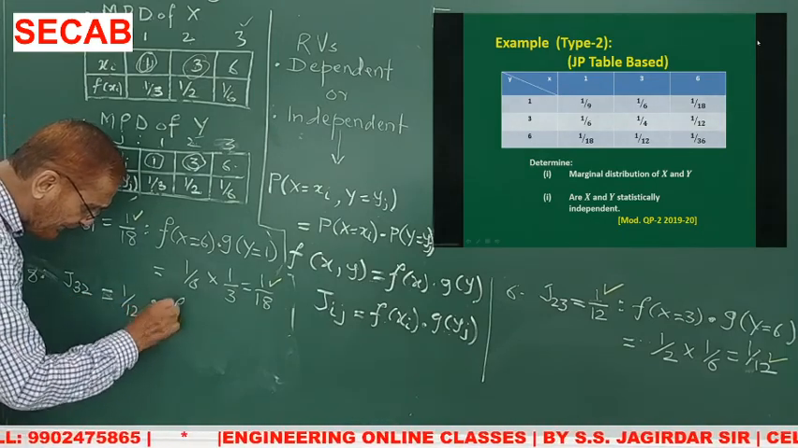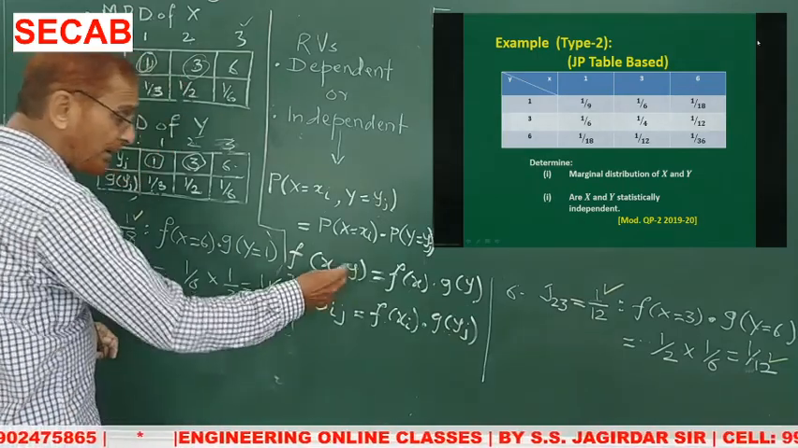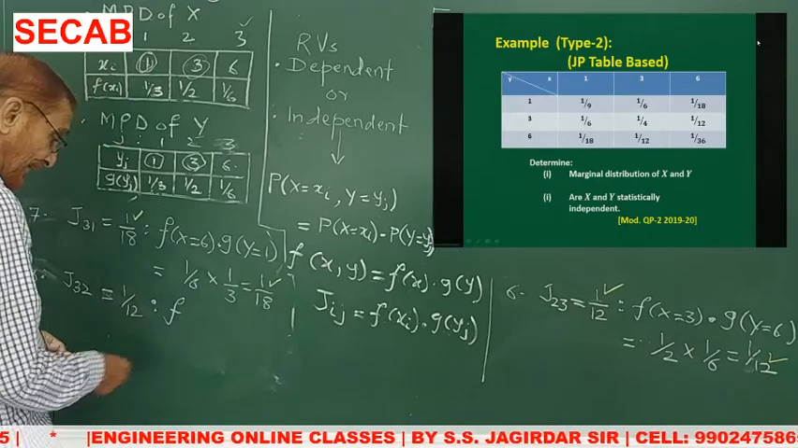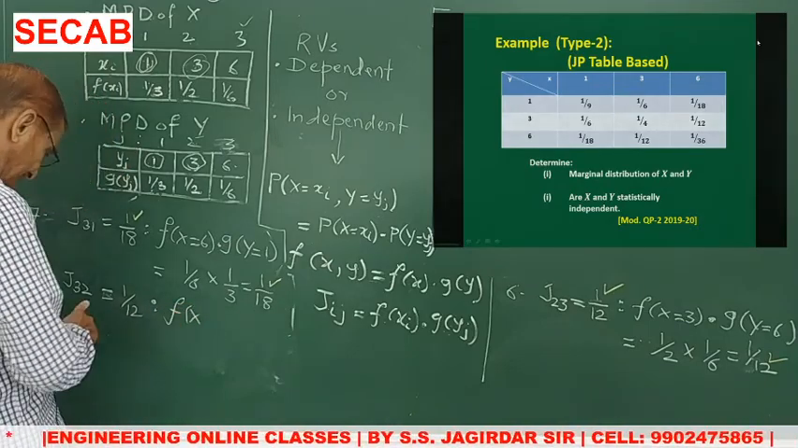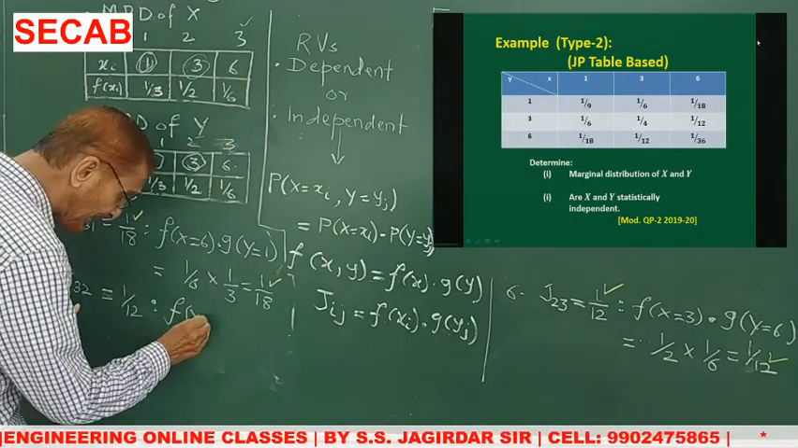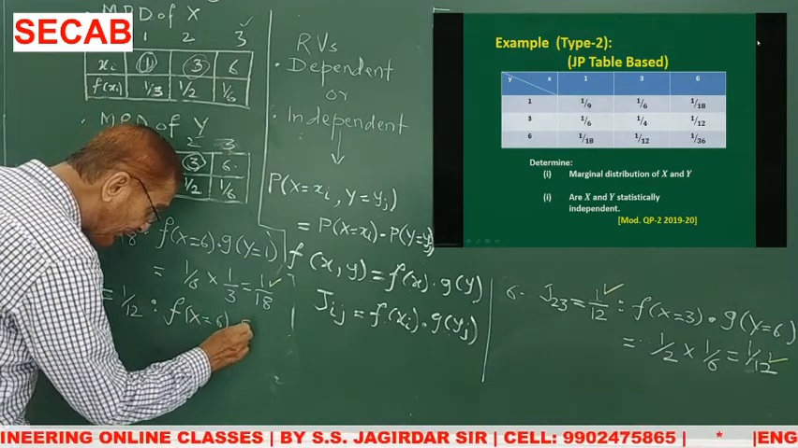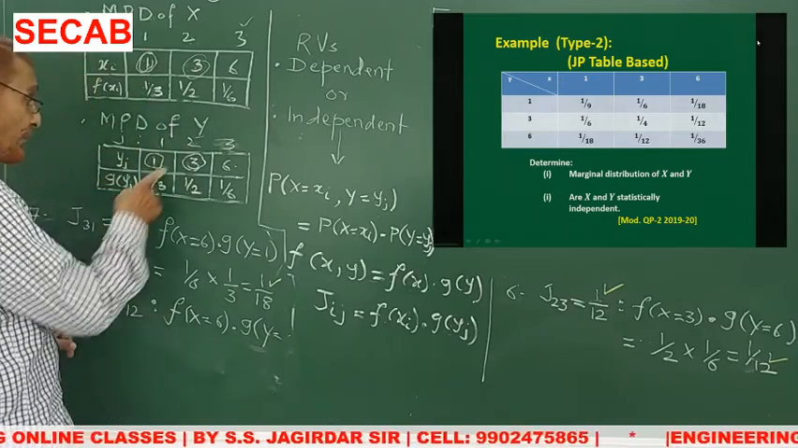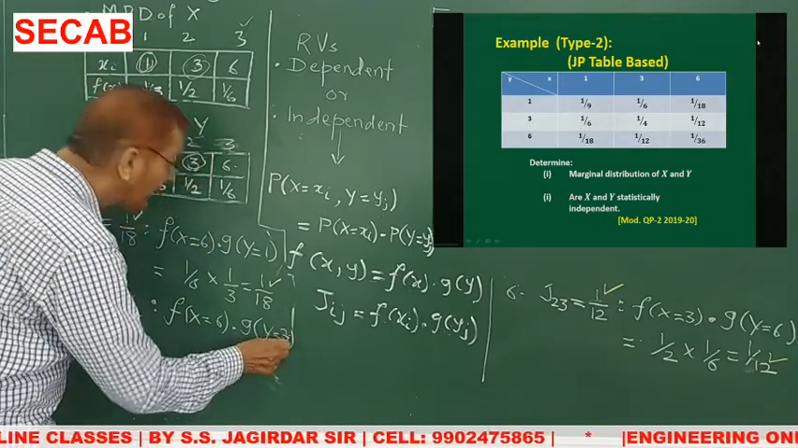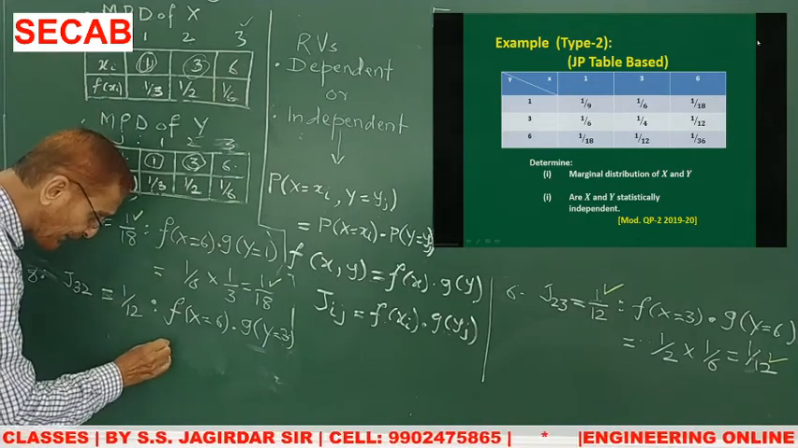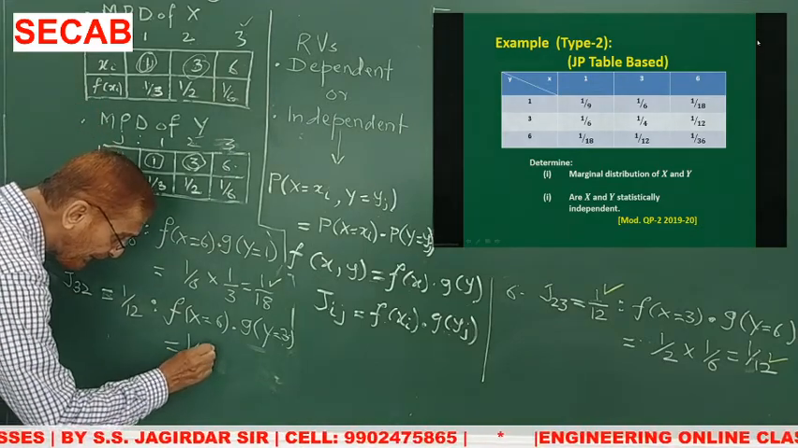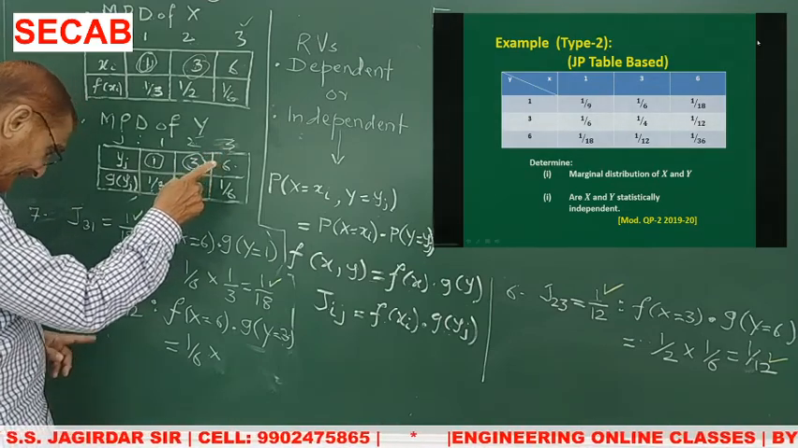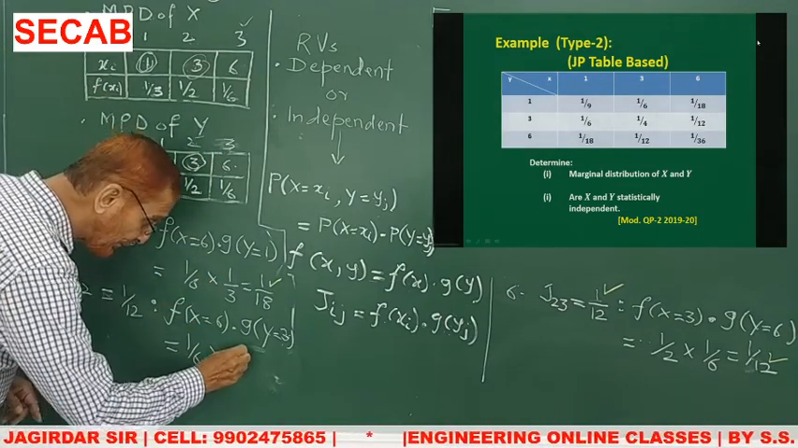Next we will go for the other side of the formula, that is f(x) into g(y). f(x), so when it is 3, x value is 6, into g(y), that is the y value. When it is 2, it is 3. So when it is 6, it is 1 upon 6, into, when y is 3, it is 1 upon 2.